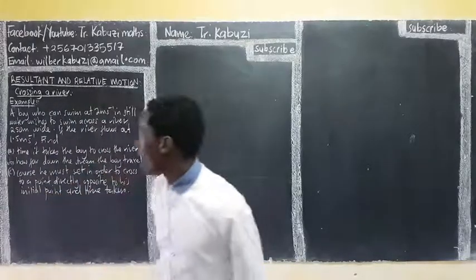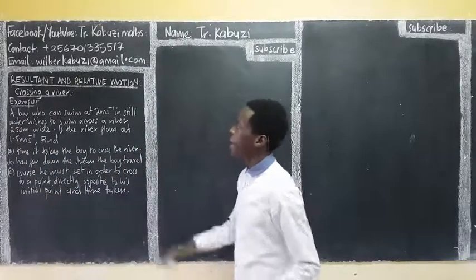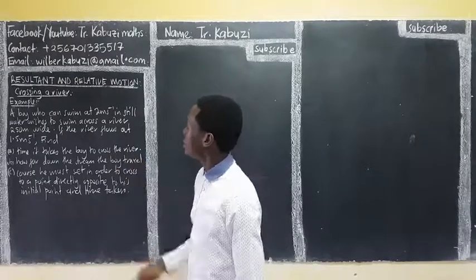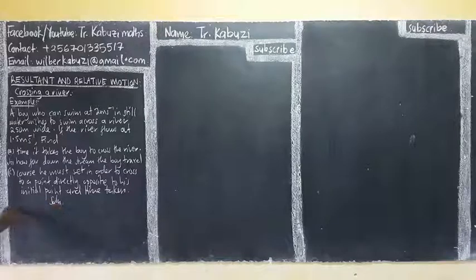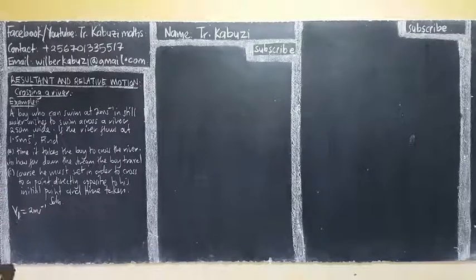Okay, let us see how we handle this question here. A boy can swim at a velocity of 2 meters per second in still water, and he wants to swim across a river. The river is 250 meters wide.